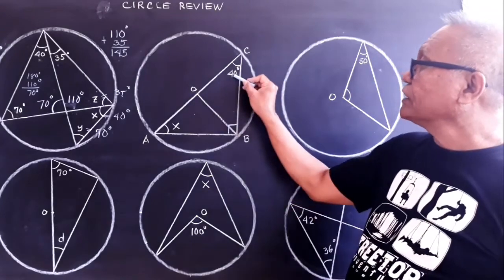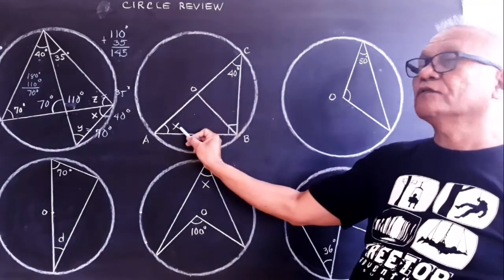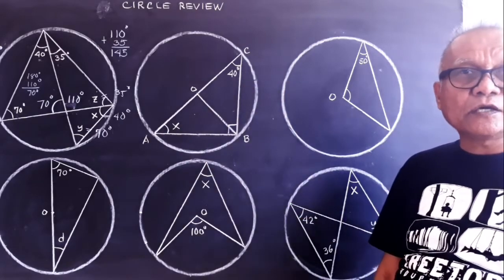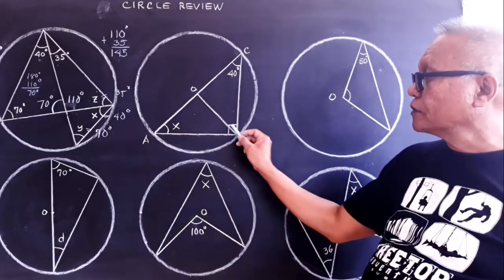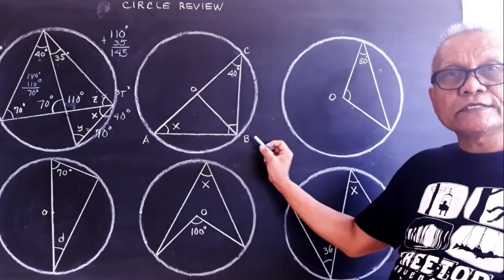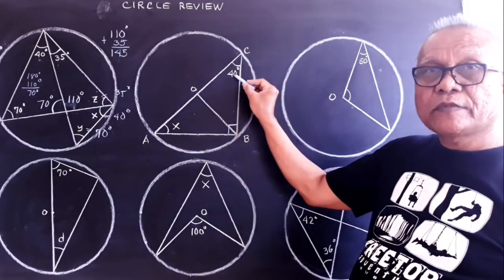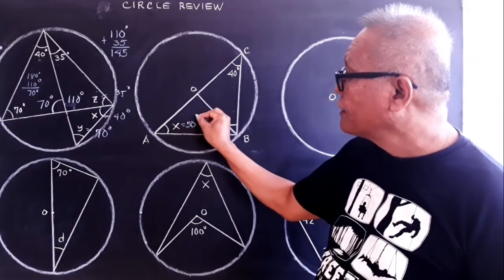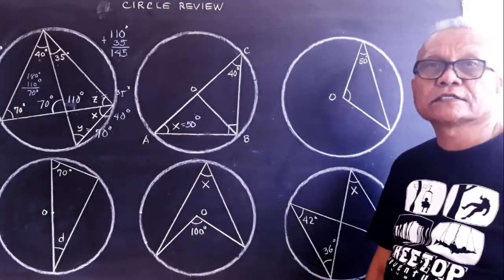Now we have the 40 degrees here. So, okay, this is for x. The x and the 40, they must equal 90 degrees because we have already 90 degrees here. Total of 180 degrees. So 90 minus 40 degrees, our x is 50 degrees.